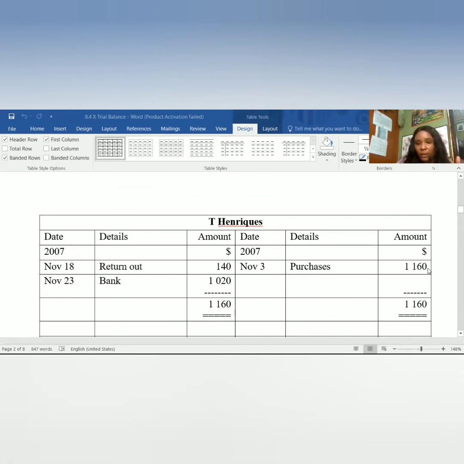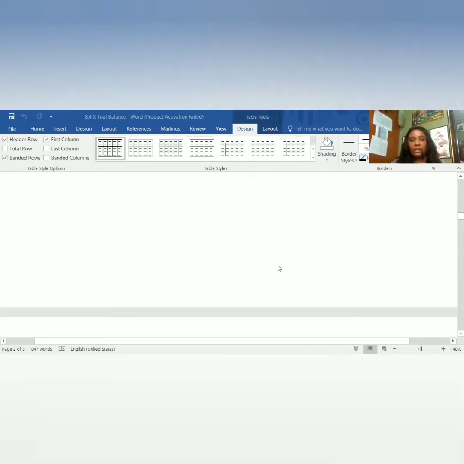So he bought some goods for 1,160. He returned 140 out of it and paid 1,020 by the bank. So he owes us nothing. There's no balance in his account. So we would not include this one in our trial balance.